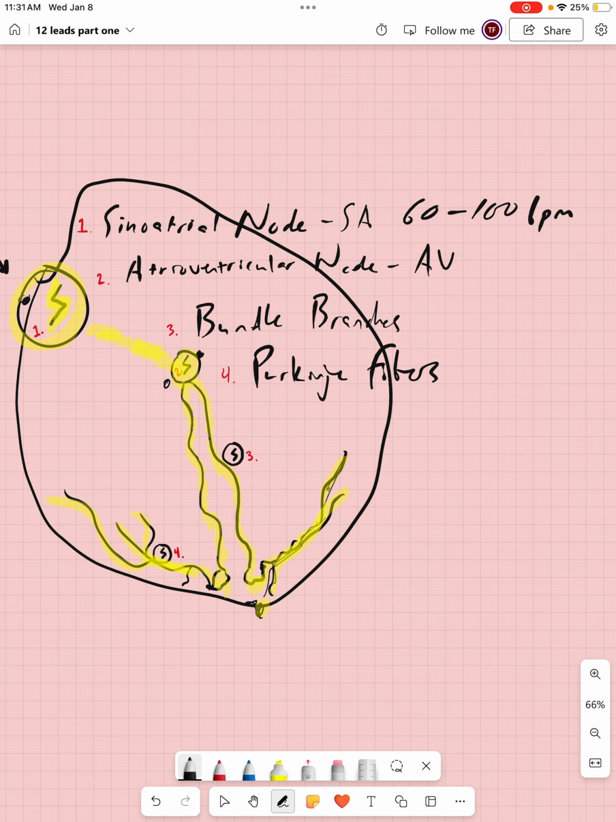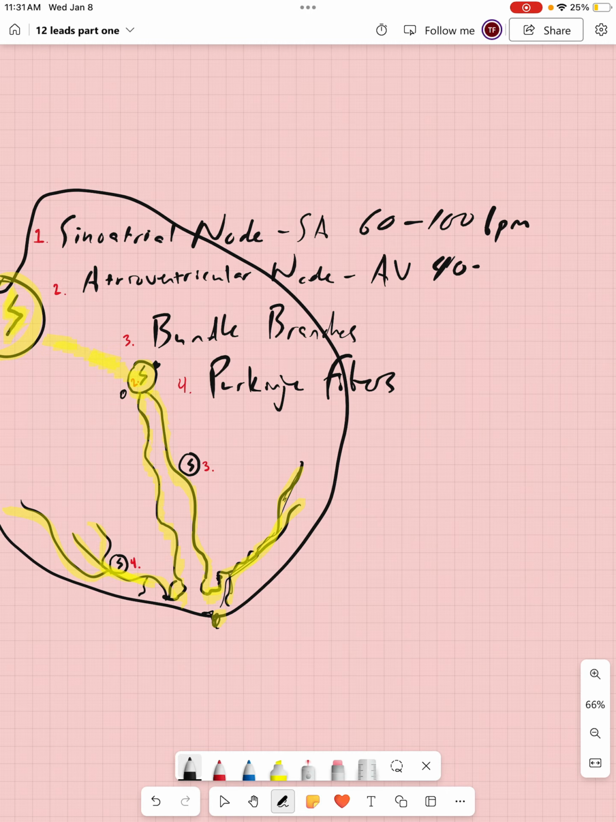What I mean by that is the rate at which the AV node is going to initiate electrical impulses is slower, and it's different than the SA node. It is capable of generating impulses at a rate of 40 to 60 beats per minute.